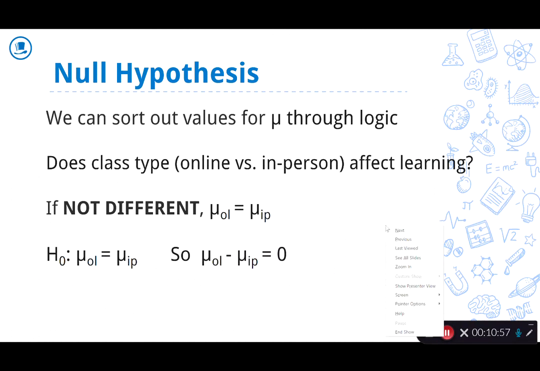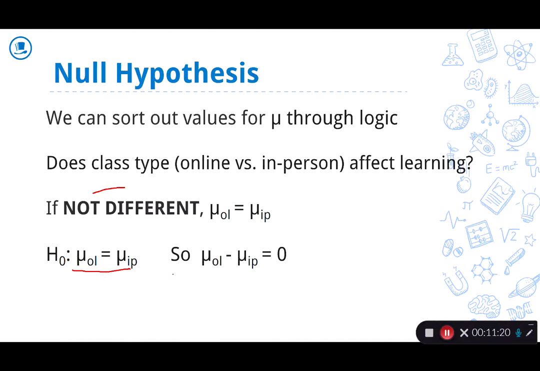Let me get my cursor here so I can play with this. Let's use red today. There we go. Logically, right here it is. Null hypothesis. There's no difference between the populations from which these samples are drawn. Whether people are learning online or in person, it doesn't make a difference.